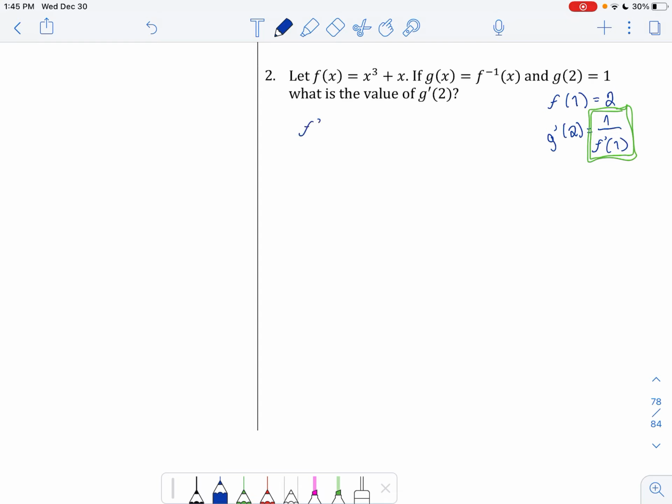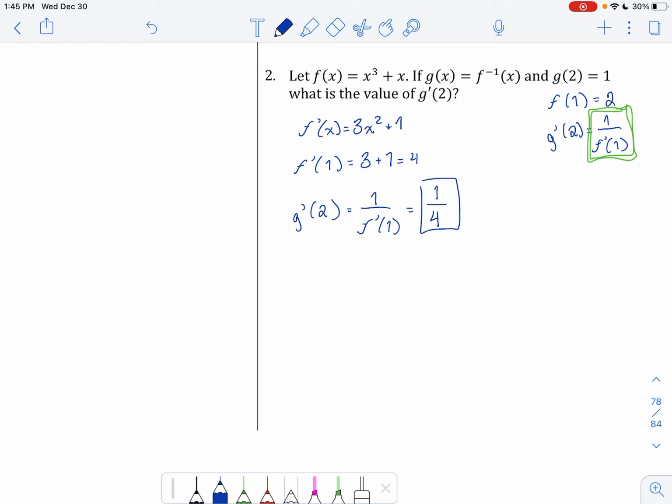So the first thing I will do is find f prime. So f prime of x is 3x squared plus 1. F prime then of 1 is 3 plus 1, which is 4. And so then g prime of 2 is 1 over f prime of 1, which is 1 over 4 again. Now, of course, these answers won't always be 1 over 4. It just happened to be the way that these two problems were written.